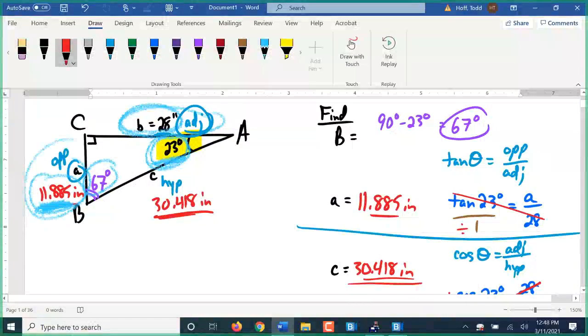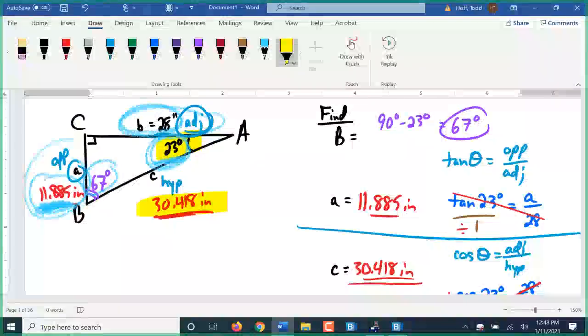So a couple things to double check here. This is the hypotenuse, and yes, it is the largest side. But the second thing to double check is the two legs still need to add up to be more than the hypotenuse. Well, 28 plus 11.8, that's 39.8. That's bigger than 30.418. So yes, the two legs do add up to be larger than the hypotenuse. If we ever get to that situation where the two legs add up to be smaller than the hypotenuse, well, then it just can't work.